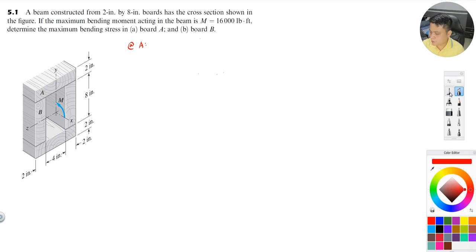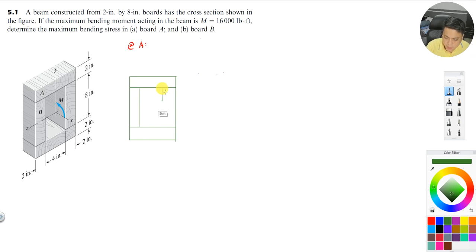Okay. So first, let's draw muna yung pinaka-section natin. So meron ka nito. Kumbaga ganyan na eh. Tapos yan, sample lang. Hindi ako engineer mag-drawing. Okay? And then, alam naman natin na at the center, ito na kagad yung kanyang rotation, ano?